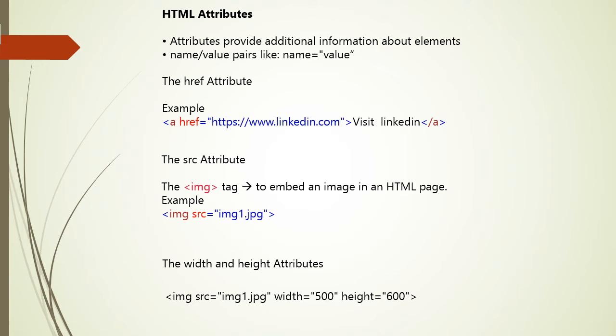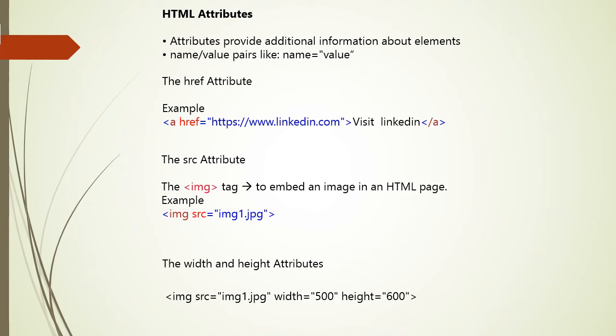Okay. Consider the next attribute, that is src. The image tag is used to embed the image in the HTML page. The src, that is the source attribute, specifies the path to the image to be displayed. For example, you can say <img src="img1.jpg">.